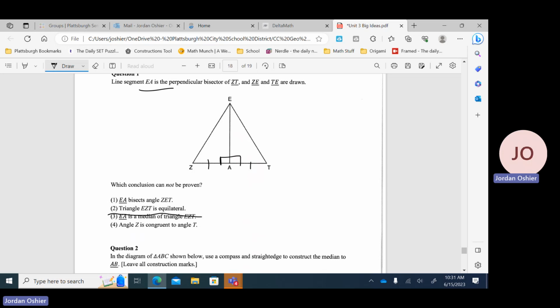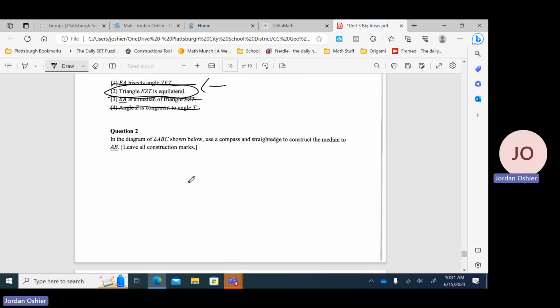Angle Z is congruent to angle T. We can definitely get to that because they're corresponding. So here's my reflexive property, right? So I now know that these triangles are congruent, so all their corresponding parts are also congruent. So this is the only thing I cannot say, especially because it may or may not have been an equilateral triangle to begin with. So there's no way of knowing without actual numbers. That's why it's choice 2.